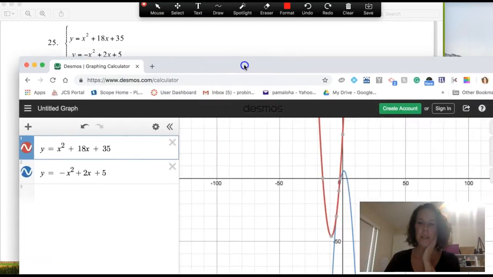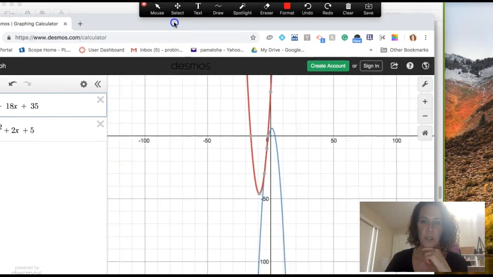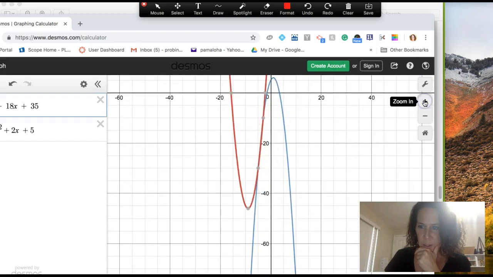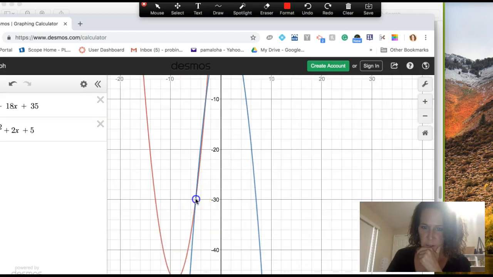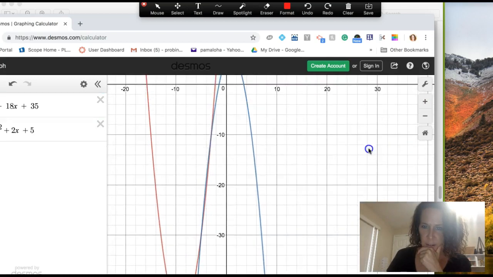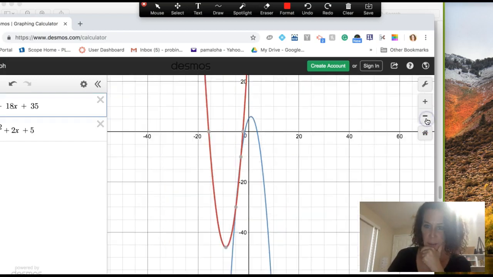Okay, I typed these in on Desmos, and you can see I've typed in those exact equations. Now, upon first inspection, it looks like it hits at 3 points. But let's zoom in a bit. And you can see this point right here actually doesn't touch. So it's touching right here at -5, 30. And then it's also touching right here at -3, -10.